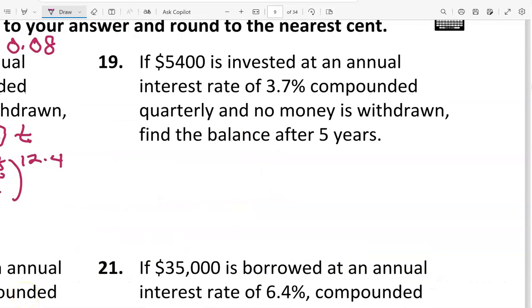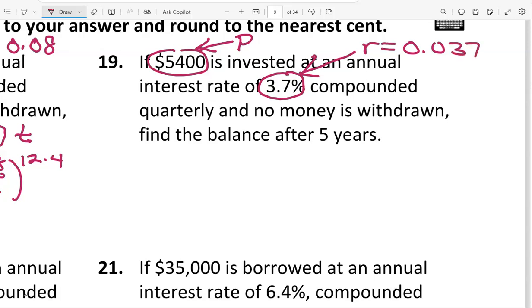In number 19, we have $5,400 invested initially. That's the value of P, the principal, and that's at a rate of 3.7% annually. That means that the value of R is 0.037. We have to move that decimal 2 places when we divide by 100. It's compounded quarterly, so that means that that would be 4 times per year, or N is equal to 4, and we're asked to find the balance after 5 years, so that means T is equal to 5.